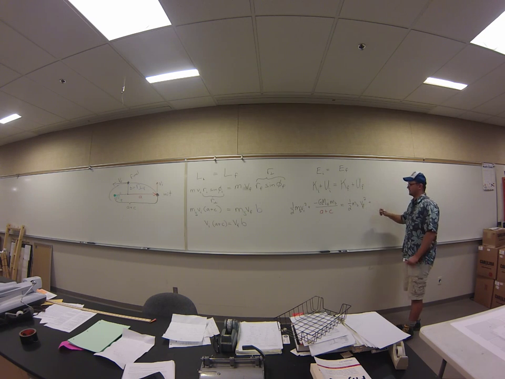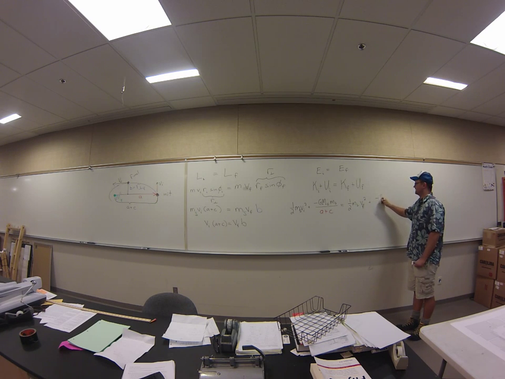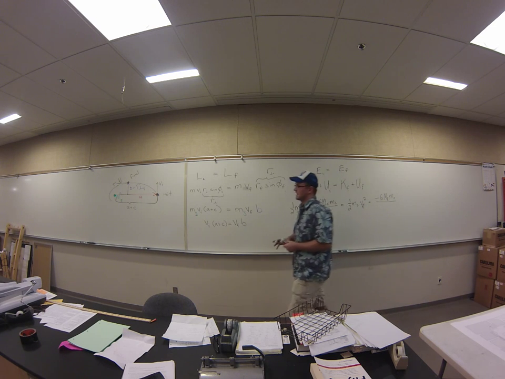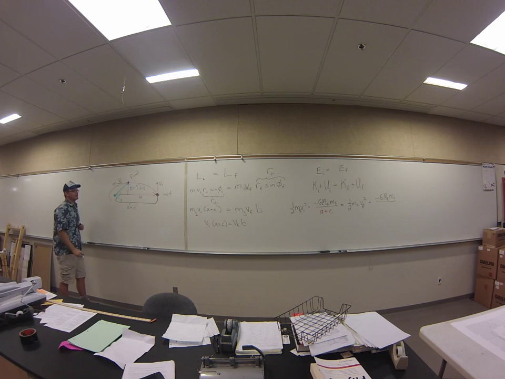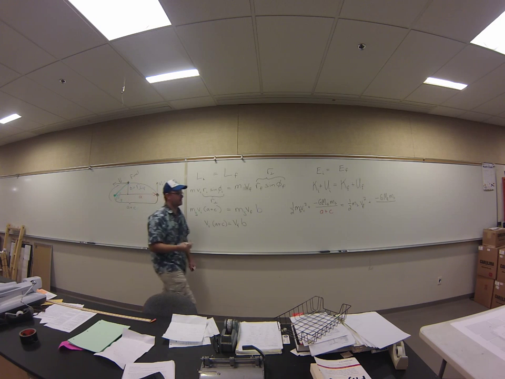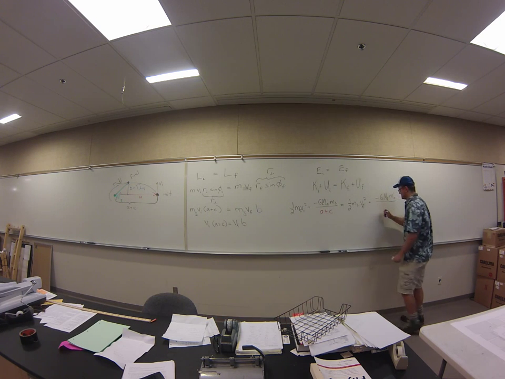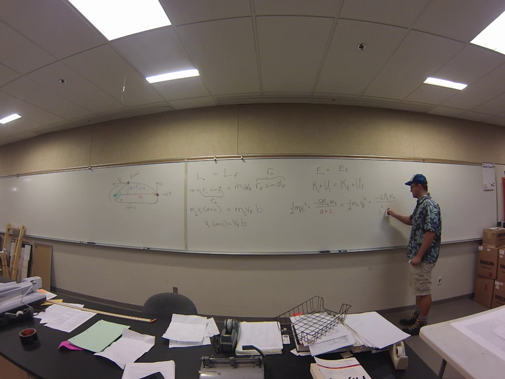And then we've got the final gravitational energy, which again is negative G M_E mass of the satellite over the distance. Ooh, what's the distance in this case? It's not B, it's not C, it's this distance right here. So notice that distance is going to be the square root of B squared plus C squared. That's kind of cool.